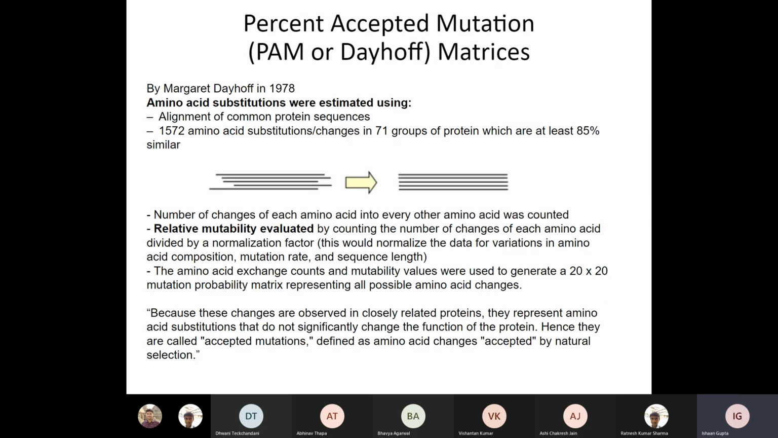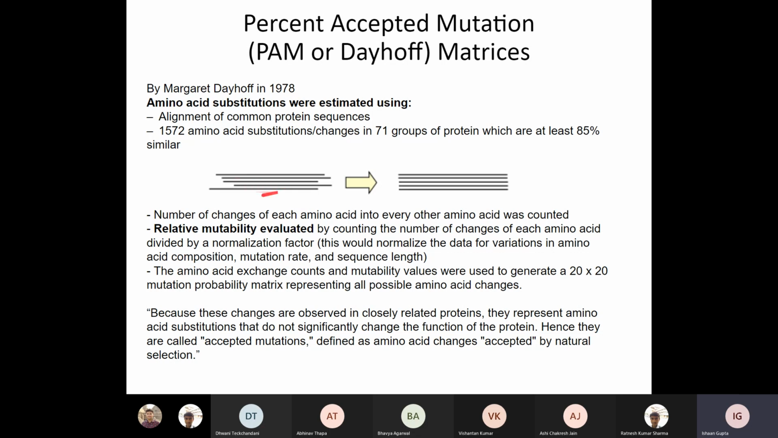So let's go for the first one, the percentage accepted mutations matrix. This was suggested in 1978 by Margaret Dayhoff, and these are also called Dayhoff matrices. What they did was they had lots of sequences available of common proteins. They had about 71 groups of proteins, which were at least 85% similar.